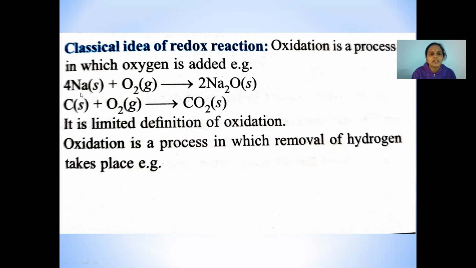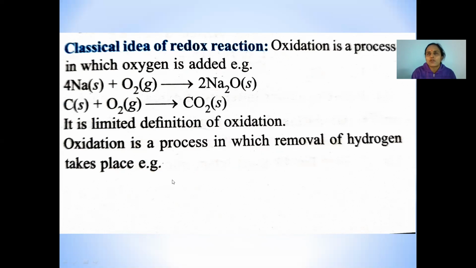As you can look in this example, sodium combines with oxygen to form sodium oxide. 4Na plus O2 gives 2Na2O. C plus O2 gives CO2. Addition of oxygen is taking place in both the cases. So it's an example of the oxidation process.